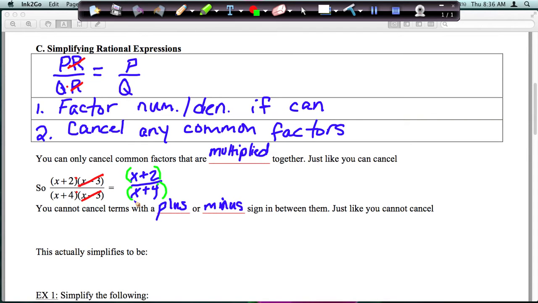Just like you cannot cancel, so let me give you an example. If I had 5 minus 2 over 5, let me write this whole thing again first. I can't just say this equals, let's cancel the 5's out, and then say this equals negative 2. That is not correct, right? Because this 5 minus 2 operation has to occur first. So what this actually simplifies to is 3 over 5.